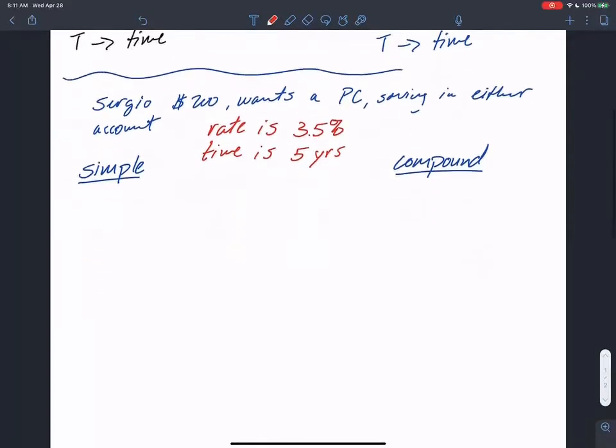So let's start with simple interest, okay? So a simple interest account, remember, I equals principal times rate times time, okay? And if you want to, write down the middle, we can define all of our variables if it'll make it easier for everybody. What's our principal? Our principal right now, here you go, 200. Our rate is 3.5%.